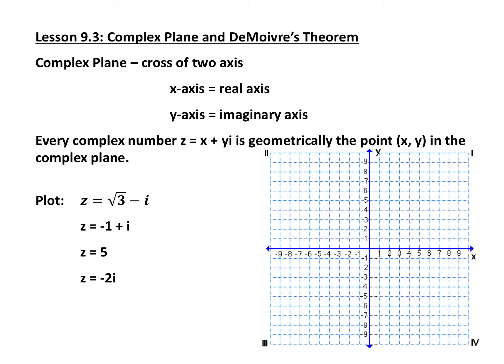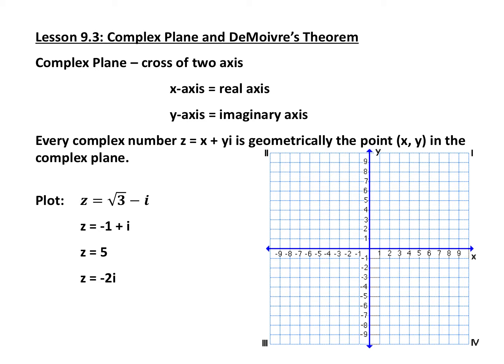Section 9.3 is the complex plane and DeMoivre's theorem. So the complex plane is the cross of two axes, like our rectangular axes, where the x-axis represents the real axis or the real component of your complex number, and the y-axis represents the imaginary axis or the imaginary component of your complex number.